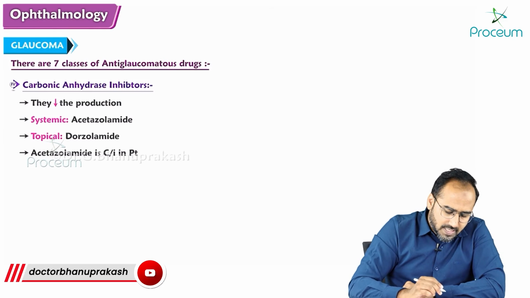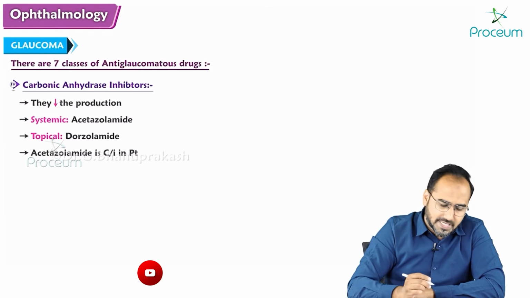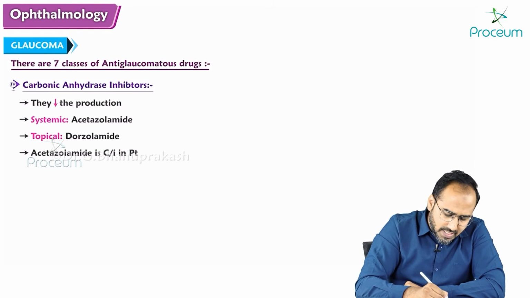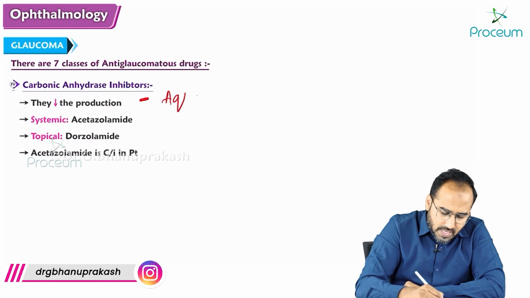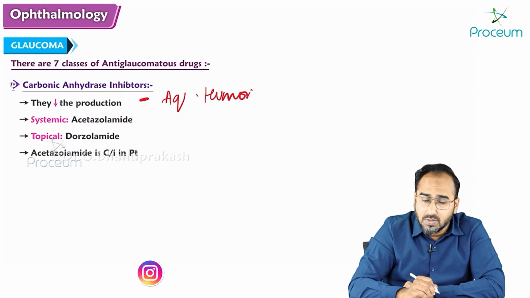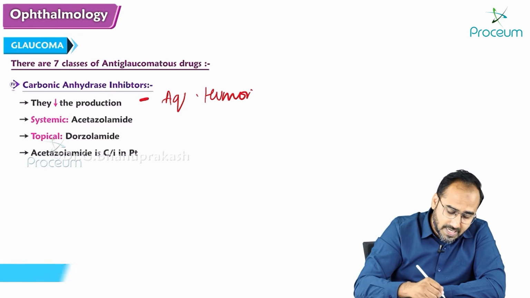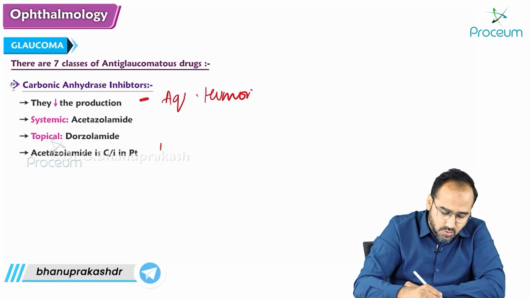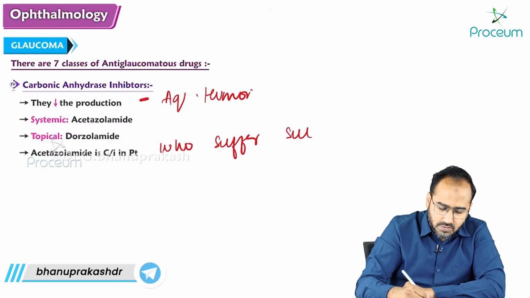So we are talking about carbonic anhydrase inhibitors. What is the function of carbonic anhydrase inhibitors? They decrease the production of aqueous humor, right? So there is systemically used acetazolamide and topically used dorzolamide. But I told you acetazolamide is contraindicated in some patients: those who suffer from sulfa allergies.